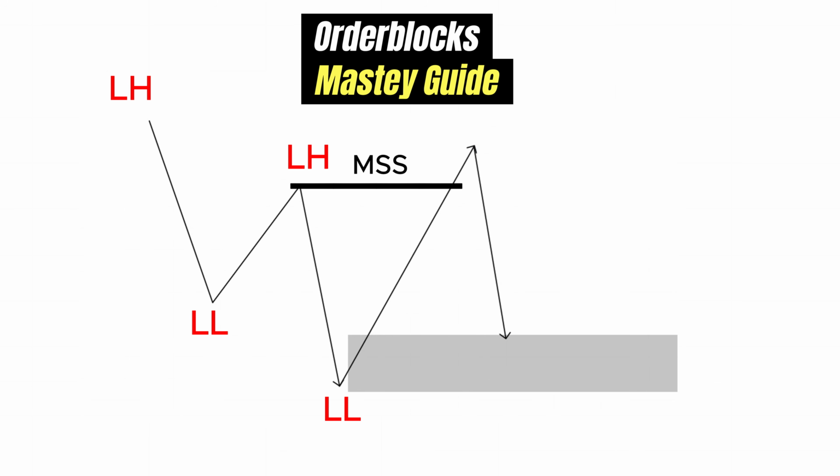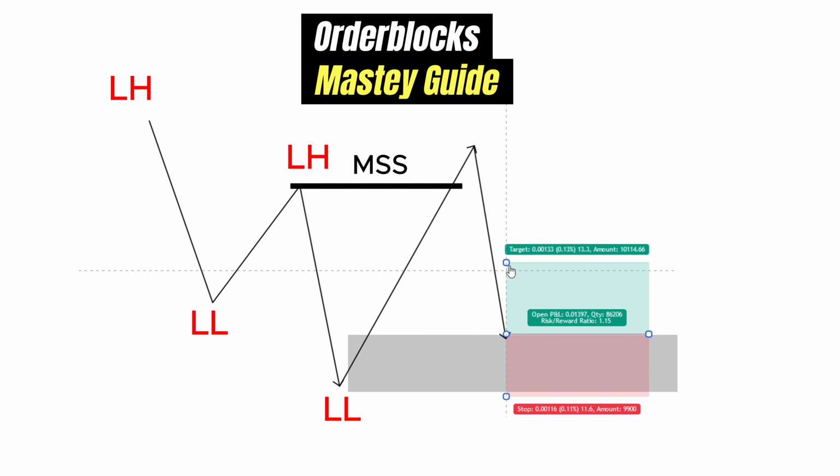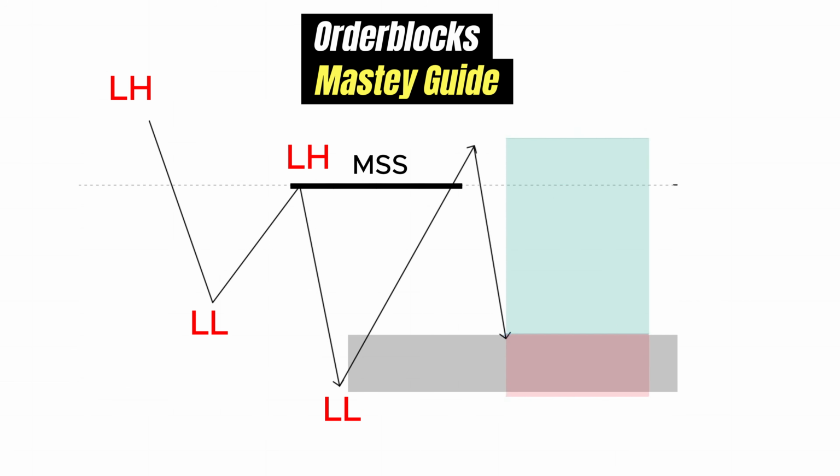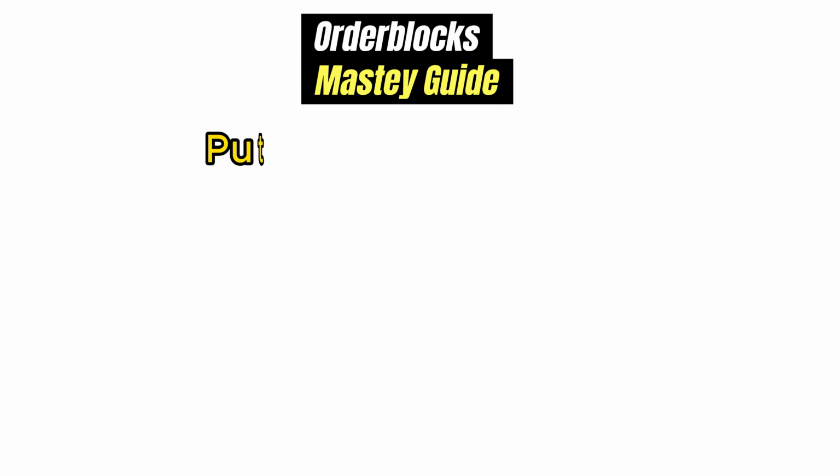So we wait for price to fill the order block and buy, based on the information that the market has shifted into an uptrend. So we expect price to break the previous high, and that is our take profit. And the stop loss, we usually set below the order block zone. Now it's time to put it all together.